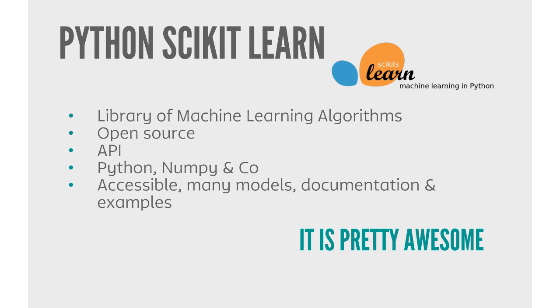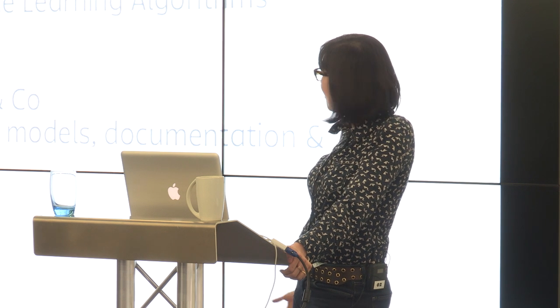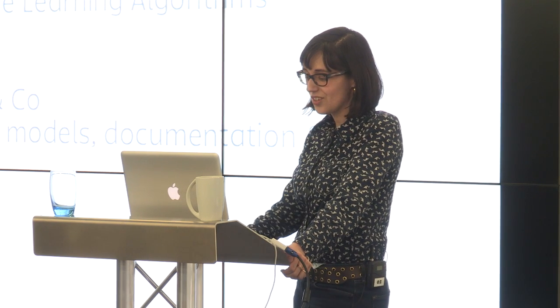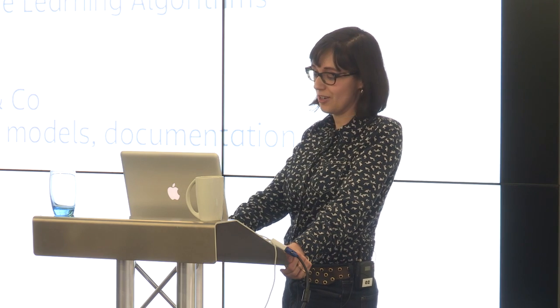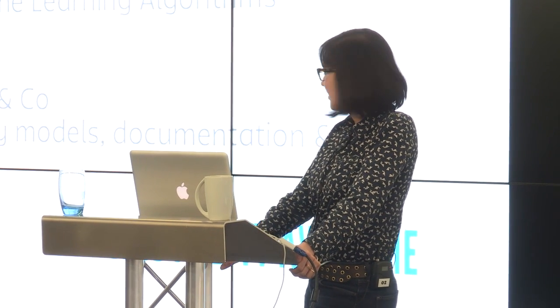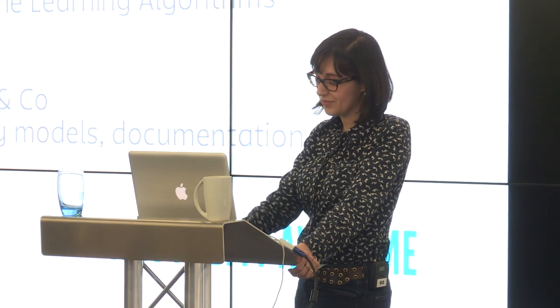So for that, I used the scikit-learn library, which is the library of machine learning algorithms. It's open source. It has an API. Basically, it amalgamates and connects with all the other Python libraries, NumPy and SciPy and all the other things that finish with P. It's accessible, has many models, documentation, and examples. So this is pretty much a great resource for someone who's just getting to grips with it. Yeah, so it is pretty awesome. I also use the word awesome a lot. So I guess for the great events in life, then I would use super awesome. So anyway, this is my example.